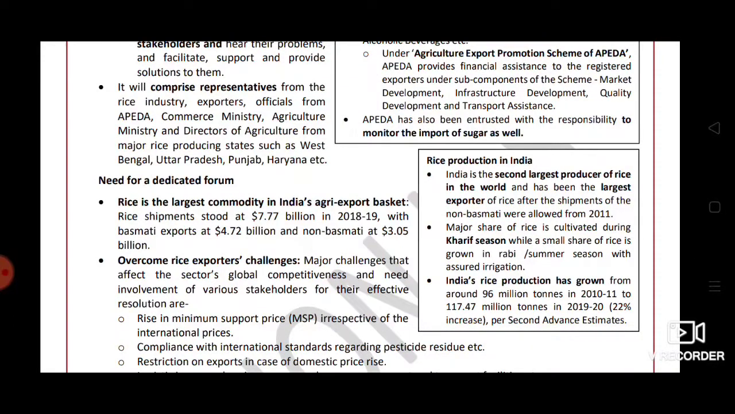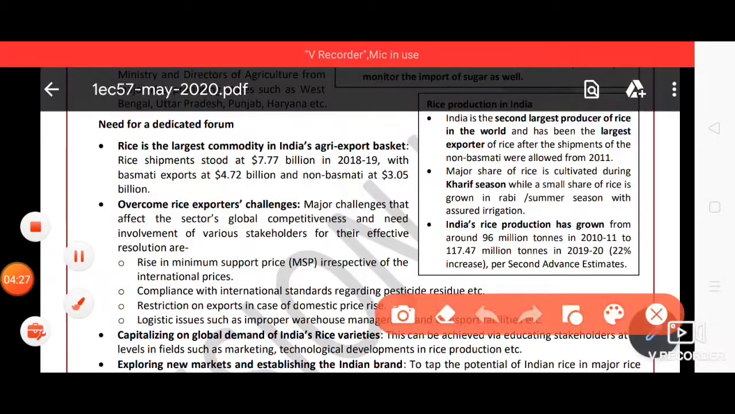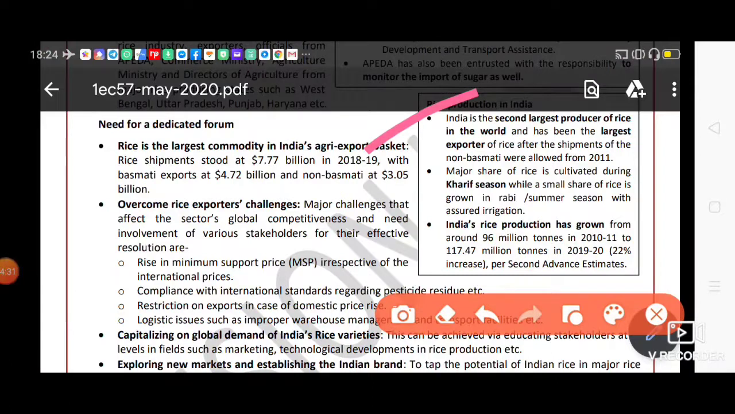Now, why is there this need for a dedicated forum, the Rice Export Promotion Forum? Why this need? First of all, let's see the rice production in our country. So India is the second largest producer of rice in the world. So just now we saw in the fisheries we are second largest. Same way in the rice production we are also second largest. And as we know, the first will be China. And India has been the largest exporter of rice after shipments of the non-basmati were allowed from 2011. Major share of rice is cultivated during the Kharif season, while a small share is during the Rabi or summer season with assured irrigation. India's rice production has grown from around 96 million tons to 111.47 million tons in 2019-20. So just remember these numbers. So initially earlier we had seen the fisheries sector, now we are seeing the rice sector, 117.47 million tons.